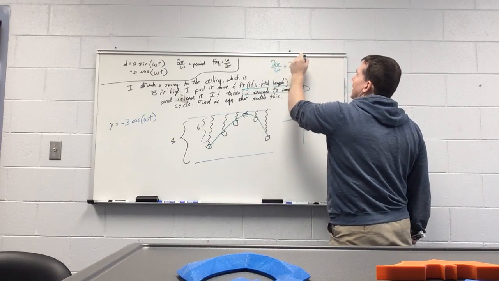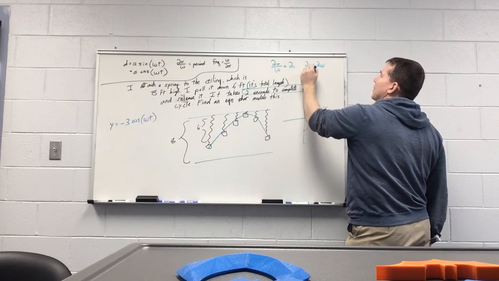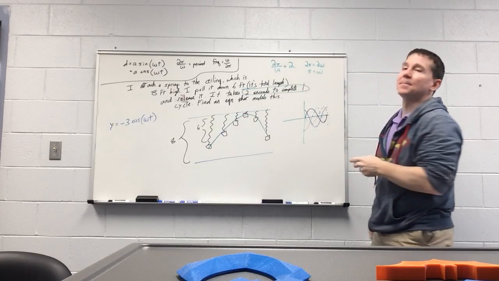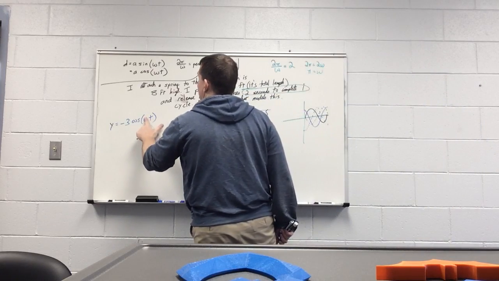Multiply by omega, we get 2 pi equals 2 omega. Divide by 2 on both sides, we get pi equals omega. So now, omega is equal to pi.